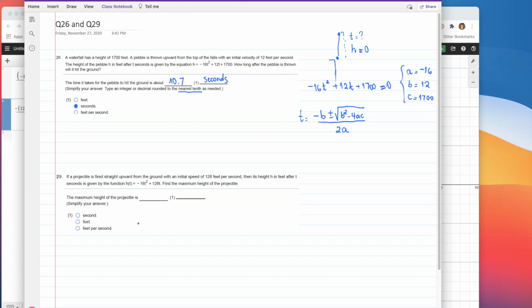Okay. Number 29, let's see. If a projectile is fired straight upward from the ground with an initial speed of 120 feet per second, very similar to how here we're talking about a pebble, here we're talking about a projectile. Then its height in feet after t seconds is given by this formula. Find the maximum height of the projectile.